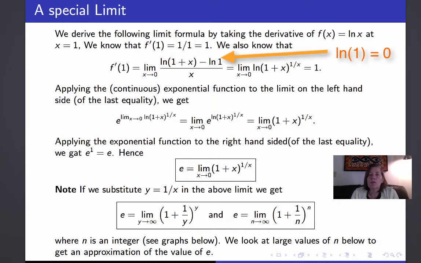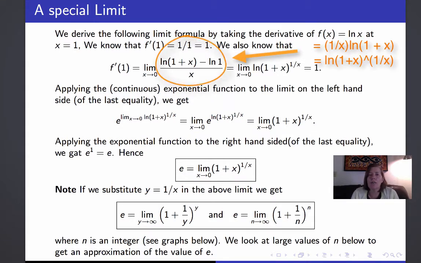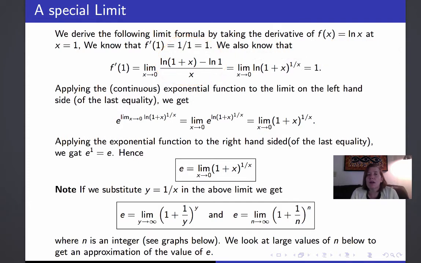And using the rules of logarithms, we see that the limit as x goes to 0 of the natural log of 1 plus x over x is the limit as x goes to 0 of the natural log of (1 plus x) to the power of 1 over x. And now we know that this limit equals 1.